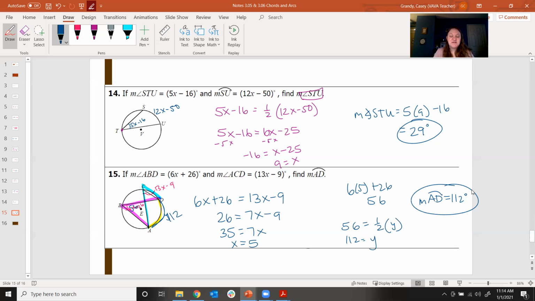Okay, so we covered a bunch of different types of angles that you would see in a circle. These are not all of them, but it's a good introduction. Please make sure that you are looking through the material for 3.5 and 3.6 on OMHS.